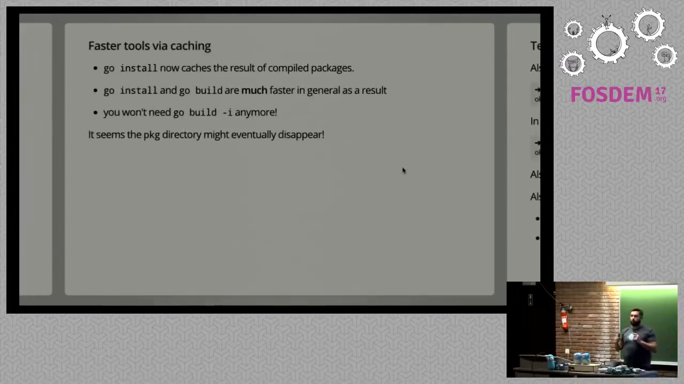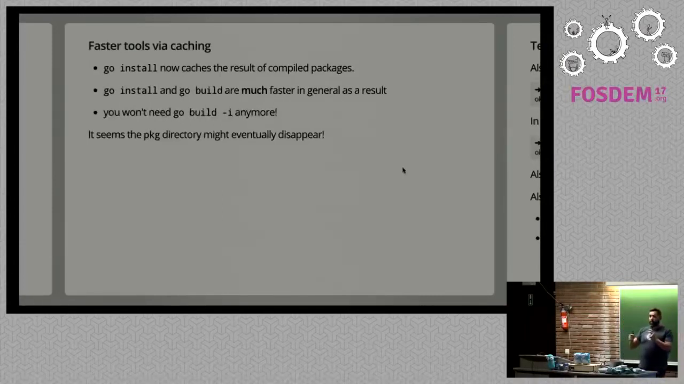So when you do go build and go install, all of the things that have been compiled end up somewhere. The binaries end up in the bin directory, and all the packages that you compile end up in the package directory. That is not true anymore. Now what happens is that those compiled packages are cached.